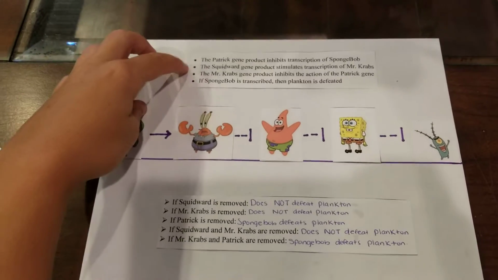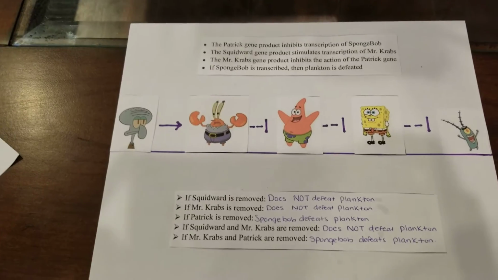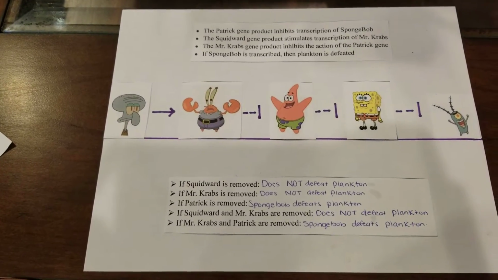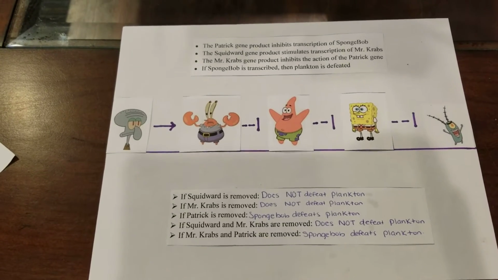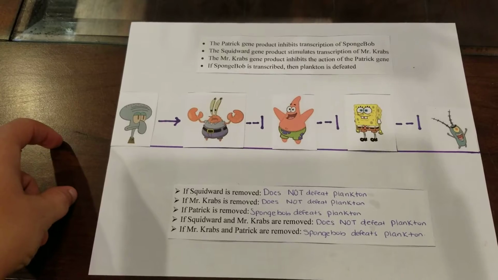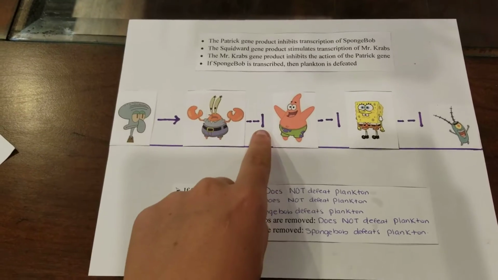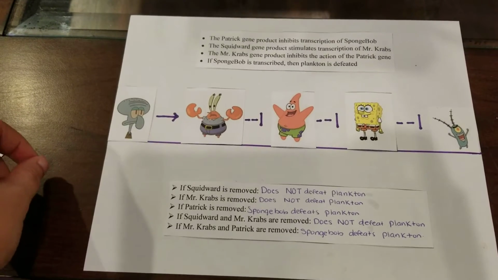So this is the explanation of what all of these mean. So the Patrick gene product inhibits transcription of SpongeBob, as you can see here. The Squidward gene product stimulates transcription of Mr. Krabs. The Mr. Krabs gene product inhibits the action of Patrick. And if SpongeBob is transcribed, then Plankton is defeated.